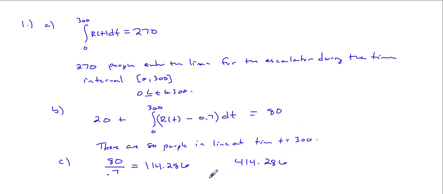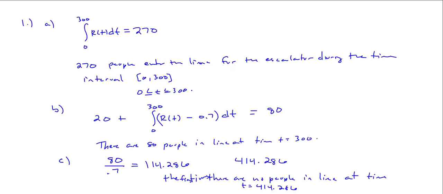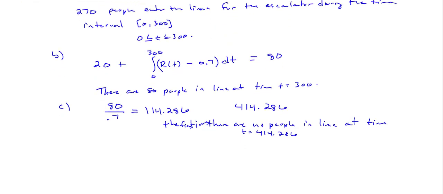there are no people in line at time t equal 414.286. Now I should really say the first time there are no people in line. And honestly, that should be the last time, right? Because the line was shut down.